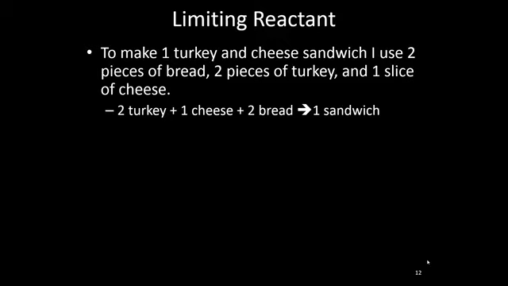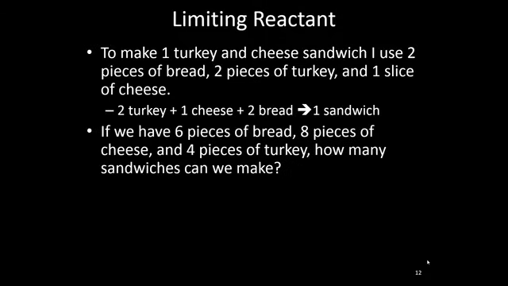Let's assume that the sandwich contains 2 pieces of bread, 2 pieces of turkey, and 1 slice of cheese. In other words, 2 turkey plus 1 cheese plus 2 bread equals 1 sandwich. The question: if we have 6 pieces of bread, 8 pieces of cheese, and 4 pieces of turkey, how many sandwiches can we make? Well, the 6 pieces of bread will allow us to make 3 sandwiches.